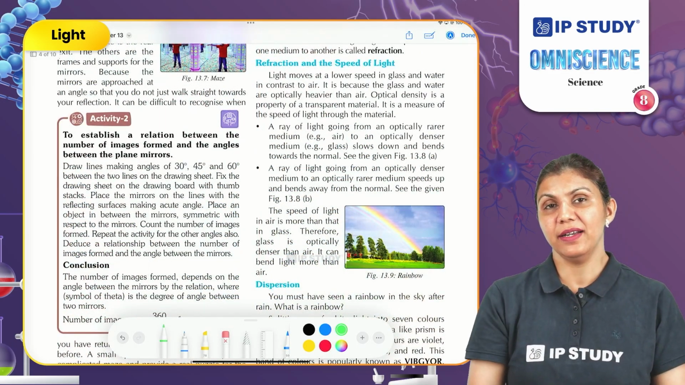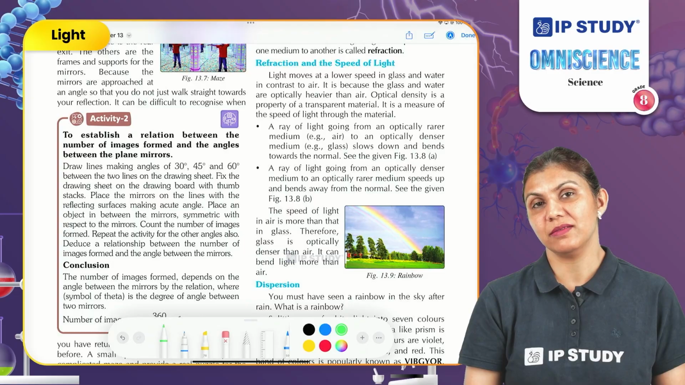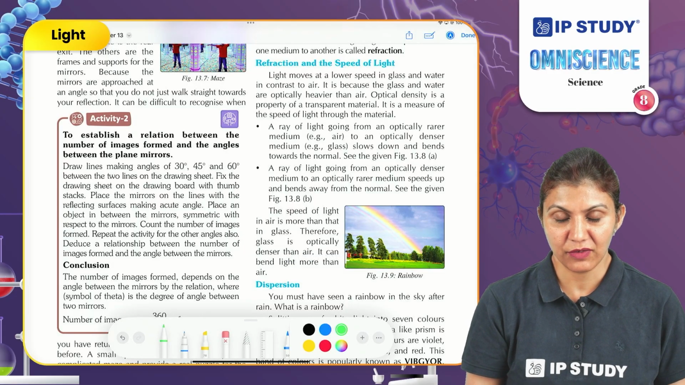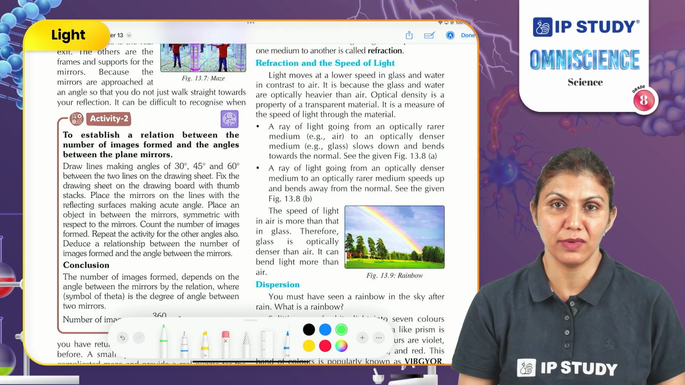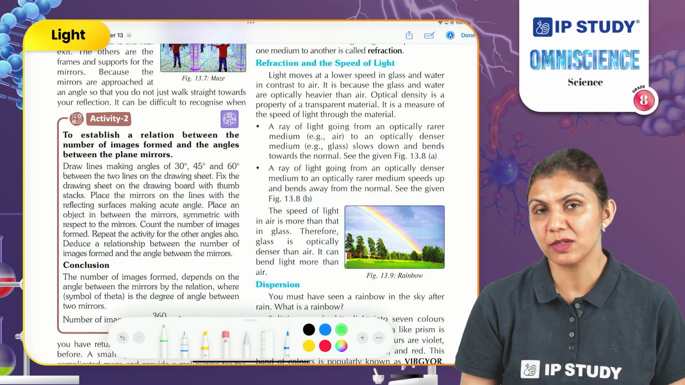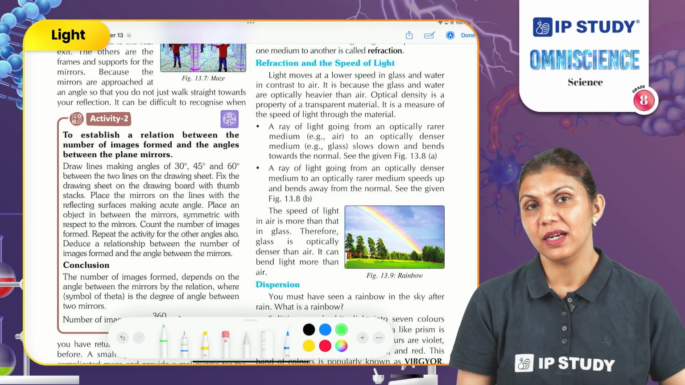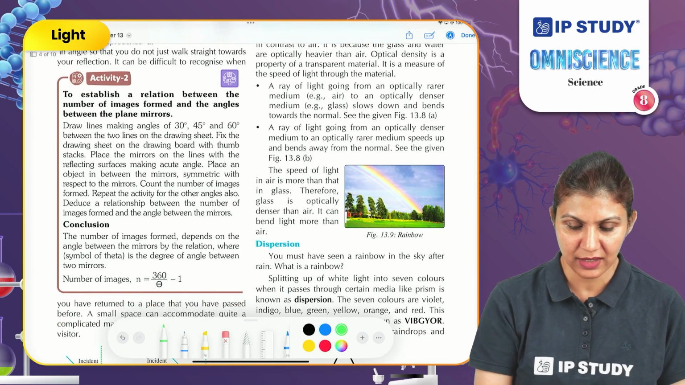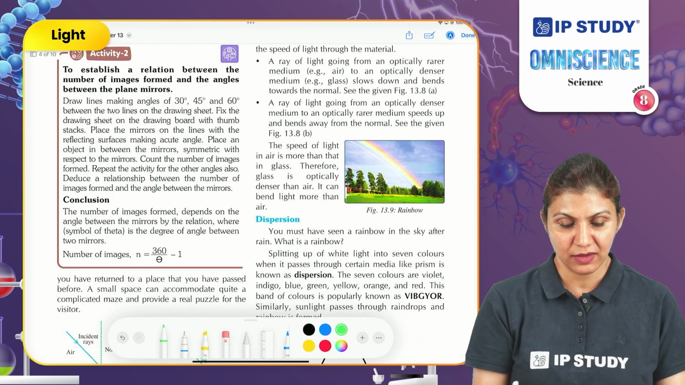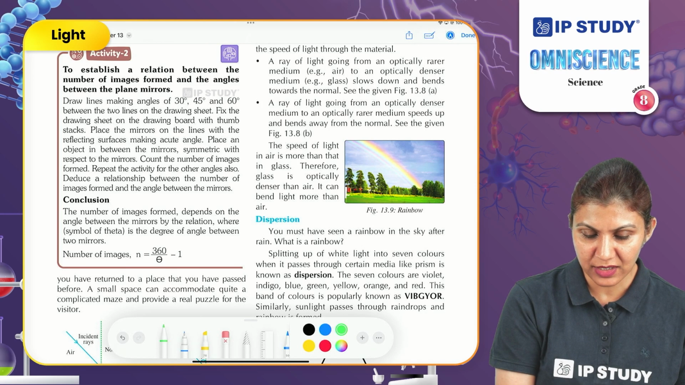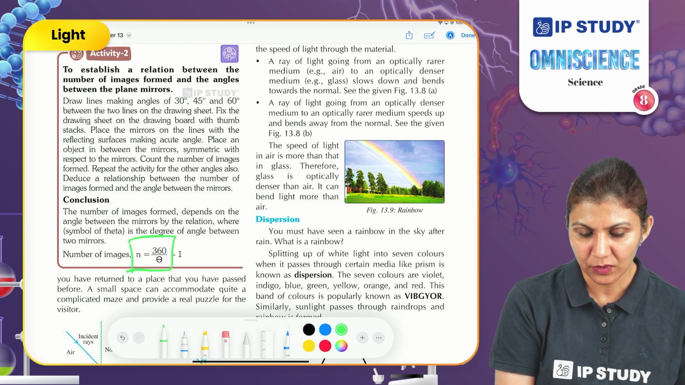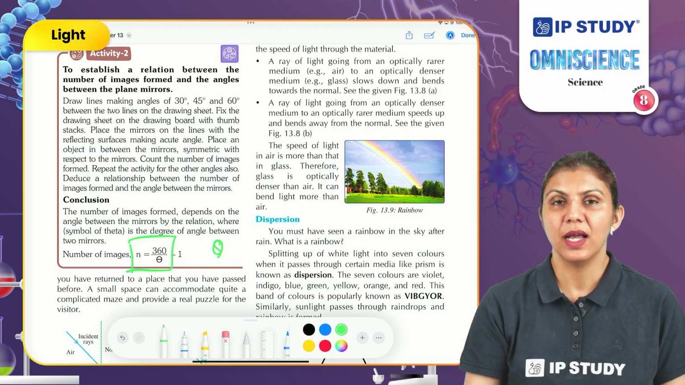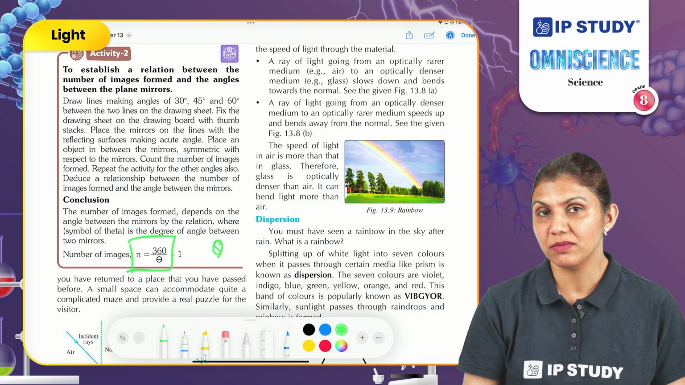How can we find how many images can be formed between multiple mirrors? So if an object is placed between more than one mirror, how many possibilities are there that you will find different images of that object? We can find this using a formula here, which is number of images equals 360 divided by theta. Theta is the angle between these mirrors.